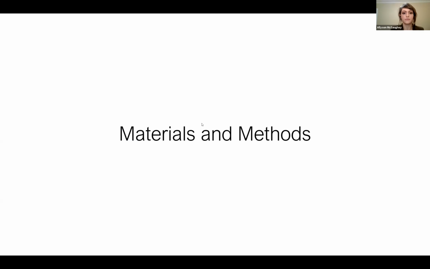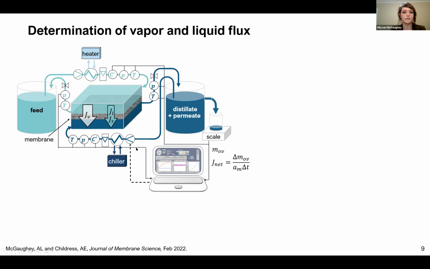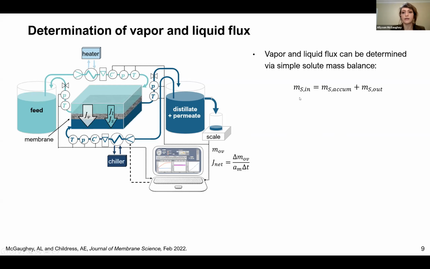So that brings me to materials and methods. This shows a schematic of the bench scale system we used in this study. I just want to note that we do operate with a constant volume in our distillate permeate tank. So as liquid accumulates in product water, it immediately overflows into this vessel, and we measure that mass continuously to determine net flux. So in order to determine vapor flux and liquid flux, we just used a very simple solute mass balance. So we equate the mass of the solute entering the distillate permeate stream, which only occurs due to wetting, with what accumulates in the system and what exits in our configuration due to the overflow here.